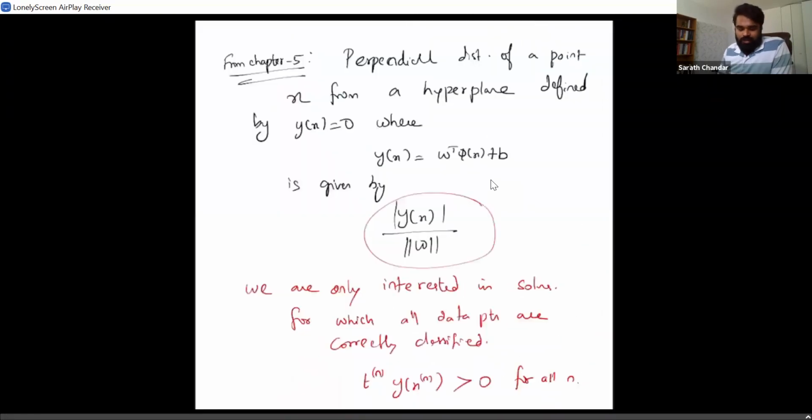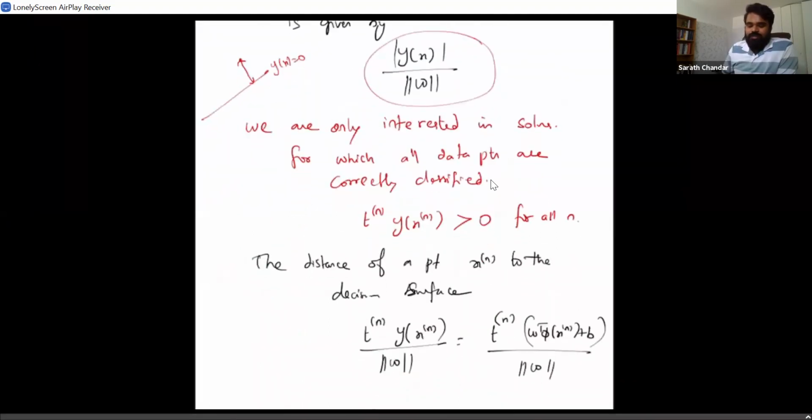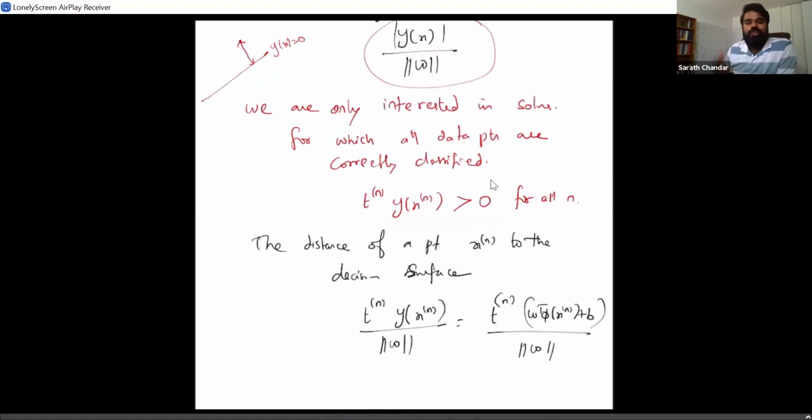We also remember from chapter 5 that if you have a line y(x) = 0, and you want to find the perpendicular distance between a point and the line, that is given by y(x) divided by the norm of w. This is from our discussion on the geometry of linear decision surfaces. We also observed that we only care about margins when all the data points are correctly classified. When they are correctly classified, t_n y(x_n) should be greater than 0. So the distance is actually given by this formula.